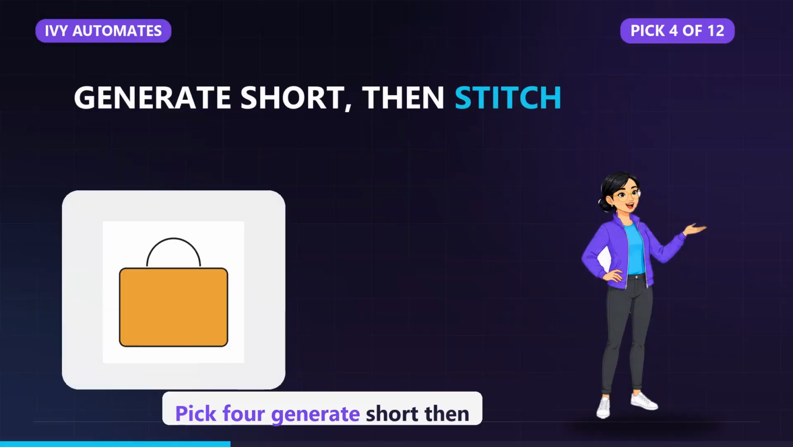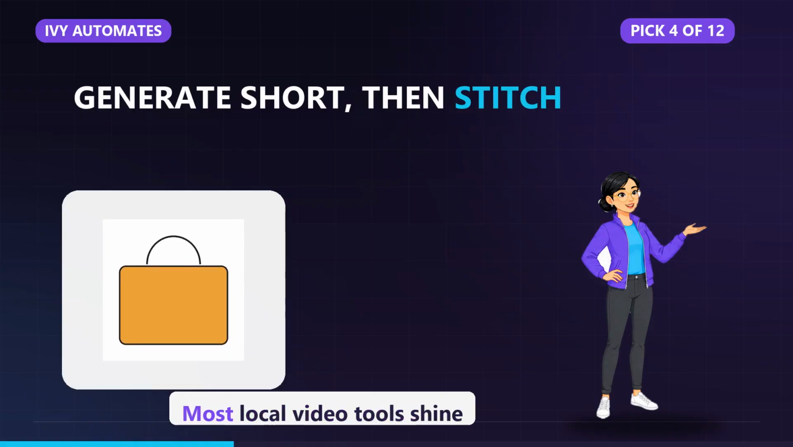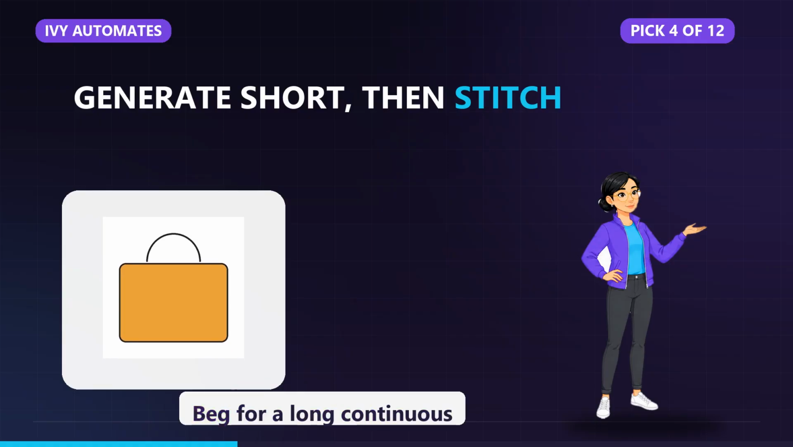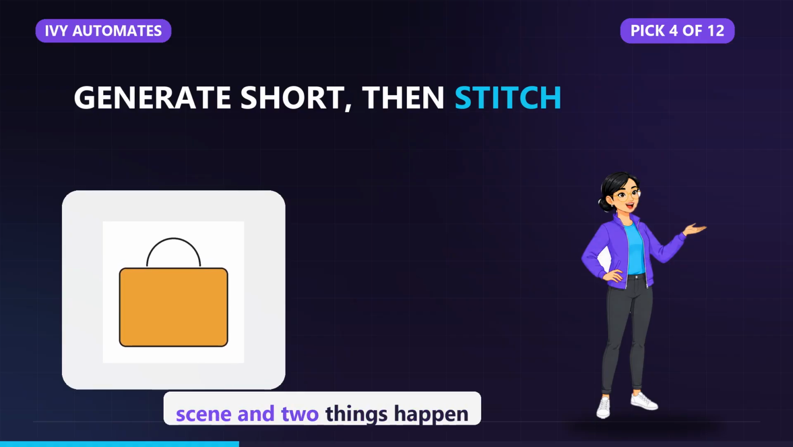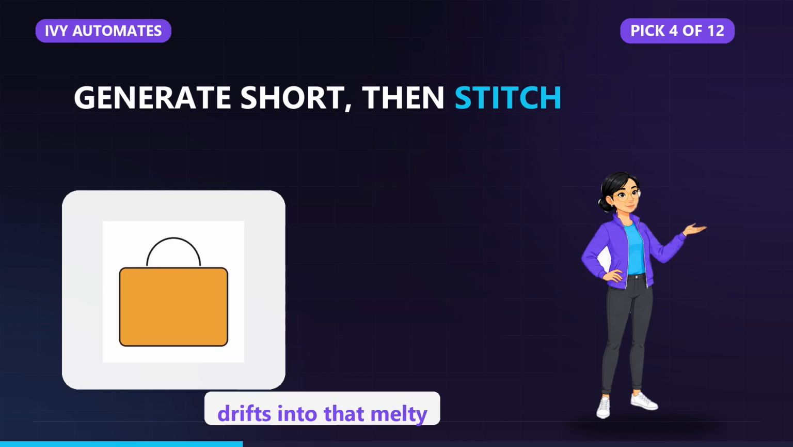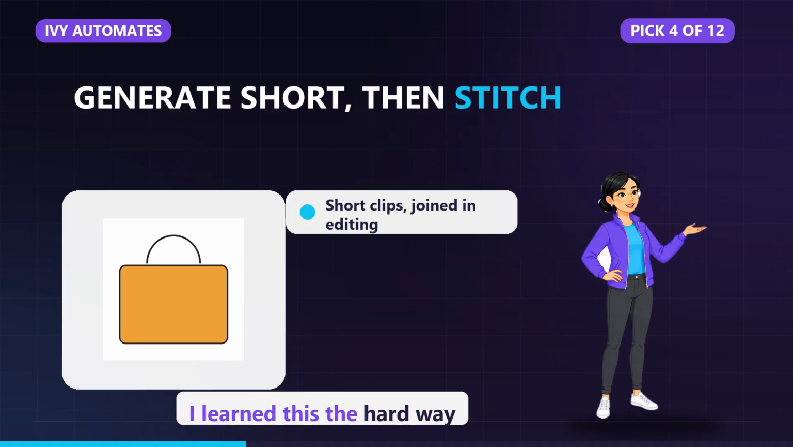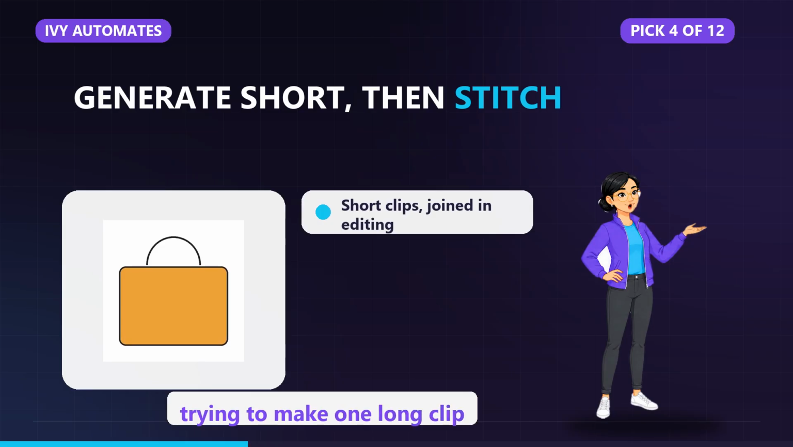Pick 4. Generate short, then stitch. Don't ask the model for a movie in one shot. Most local video tools shine at brief clips, a few seconds each. Beg for a long continuous scene and two things happen: memory balloons and the motion drifts into that melty, dreamlike mess where hands become spaghetti halfway through. I learned this the hard way trying to make one long clip for an intro.